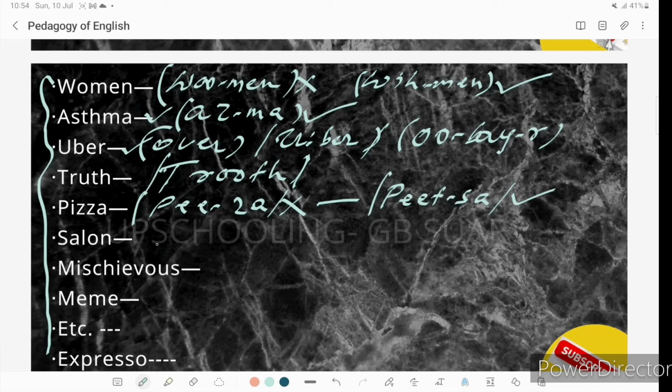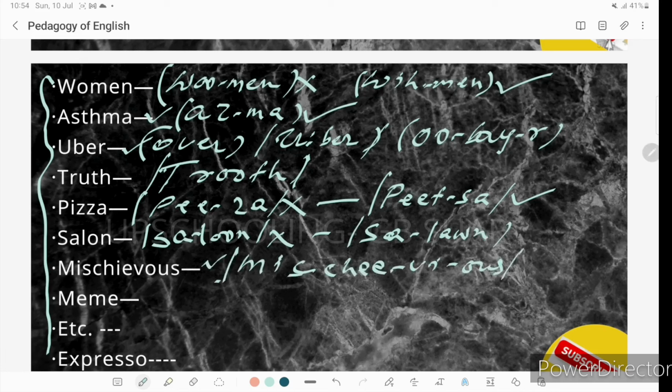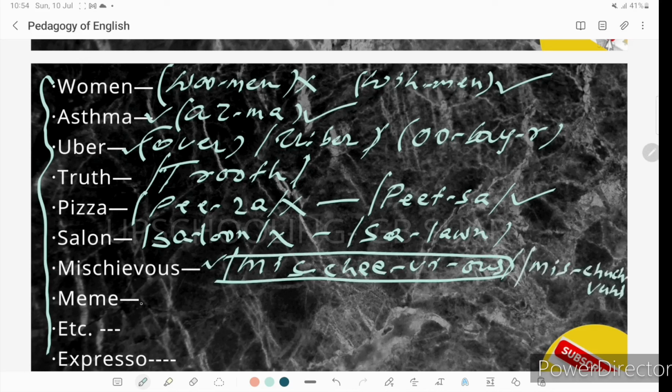Salon, this is something we pronounce as saloon, or something like shalon. This one we say as mischievous, but this is not correct. What is the correct word then? This is mischievous. Like Amy, this is one more word. There are 100 different ones. Don't call it like mimi, as both are incorrect.